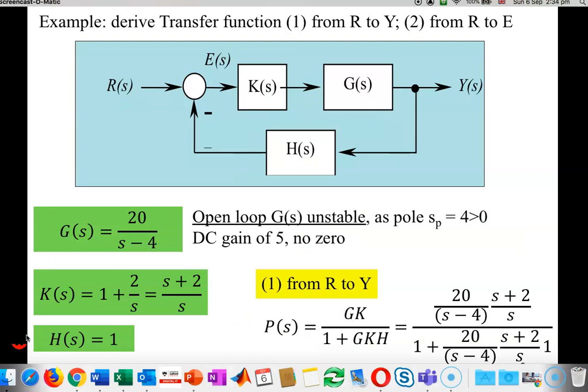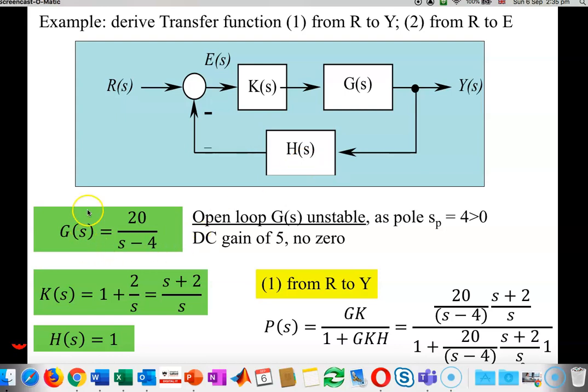I'm going to run an example here. Now in this system, I have 3 different subsystems. I have the plant G(s), which equals 20 over s minus 4. I have the controller, 1 plus 2 over s, which is a PI controller. And I have H(s), which represents the dynamics of the sensor, in this case equal to 1. So it's a unit feedback system.